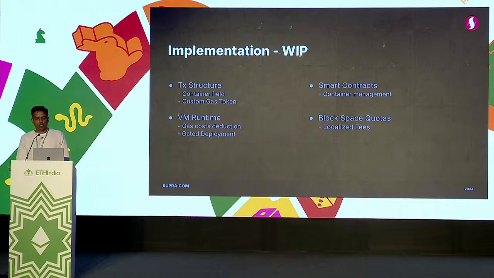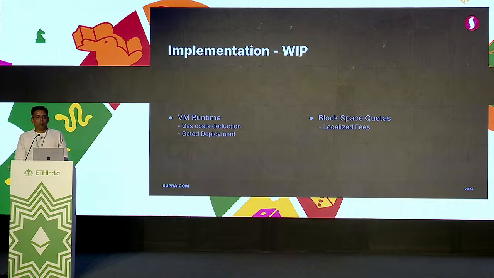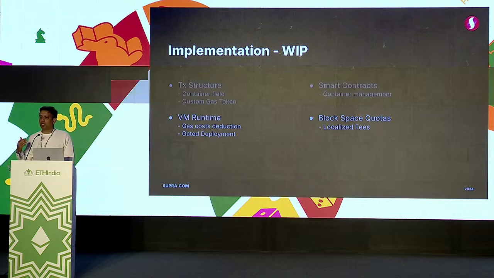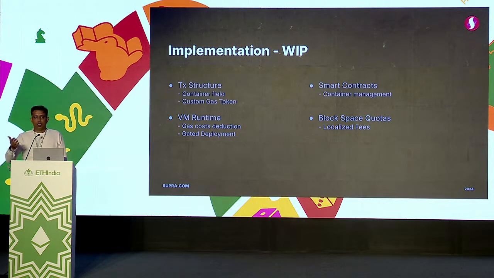Typically in app chains now, the deployment of smart contracts, or the approval, happens completely off chain. Now we have to bring that on chain as well. That means if somebody wants to deploy a contract on a container, they need to get approval from its admin.